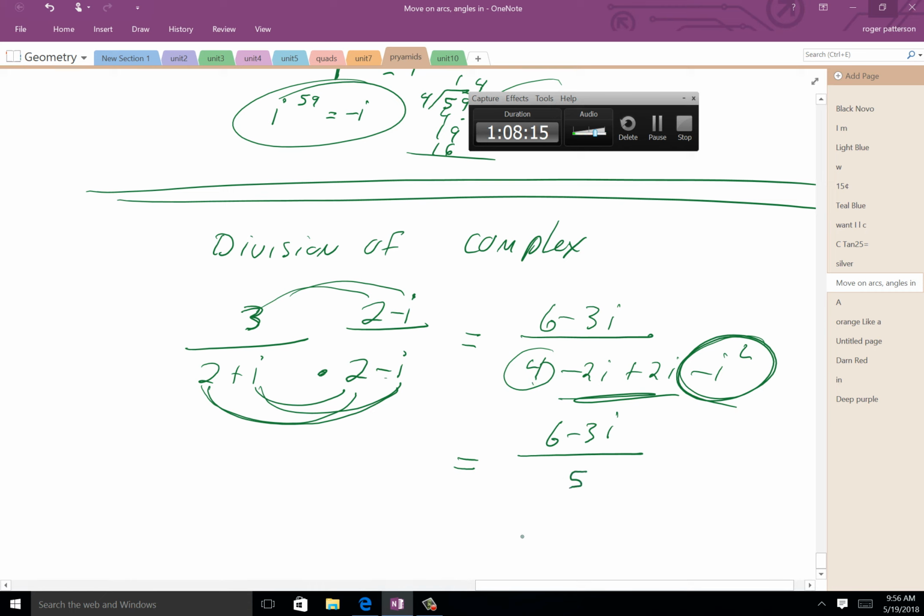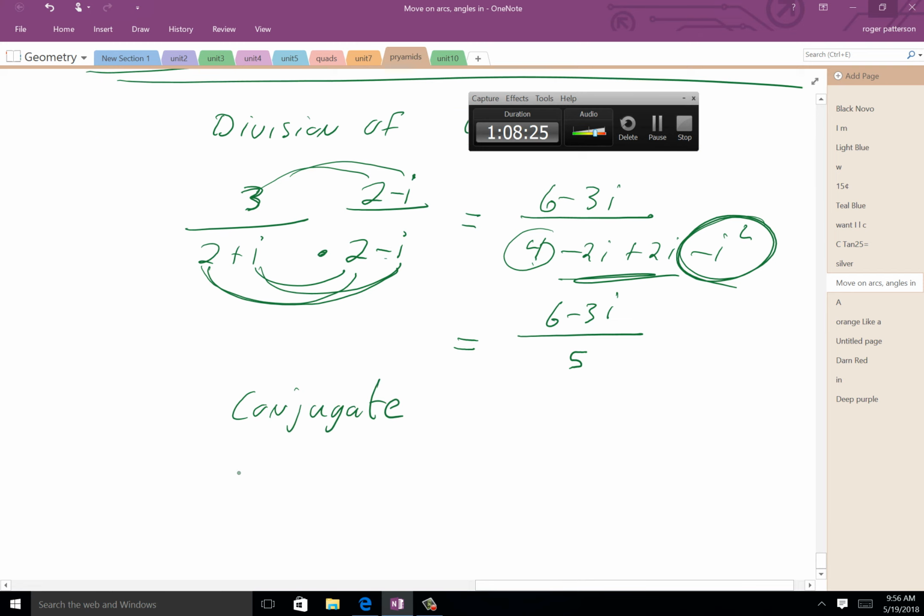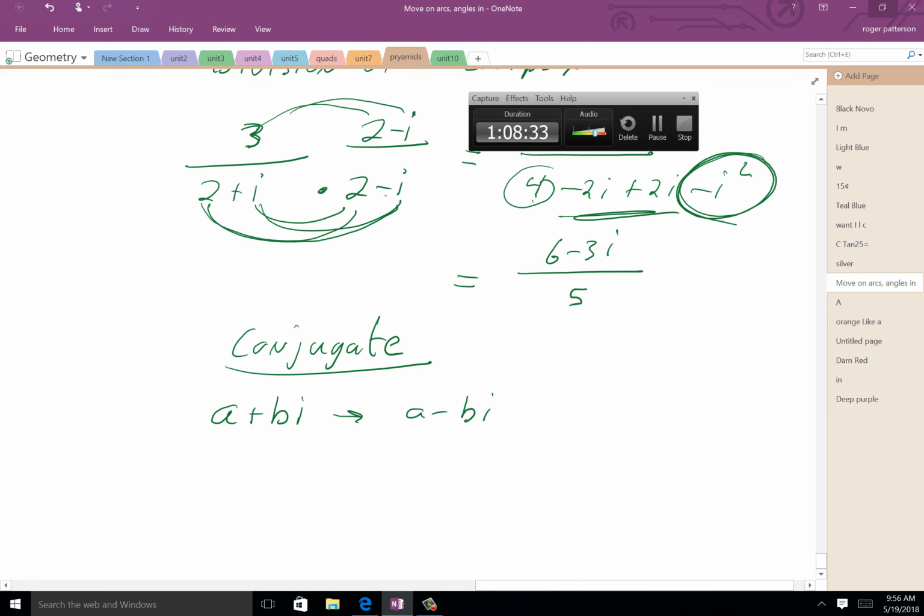All right? This idea is called a conjugate. So if we have a plus bi, the conjugate is a minus bi. And vice versa. If we have a minus bi, the conjugate is a plus bi. That's called the word conjugate.